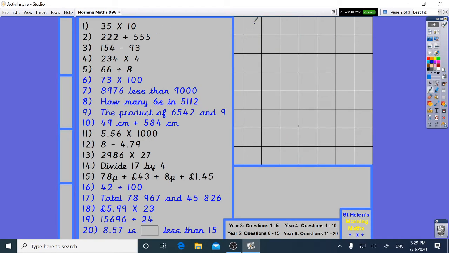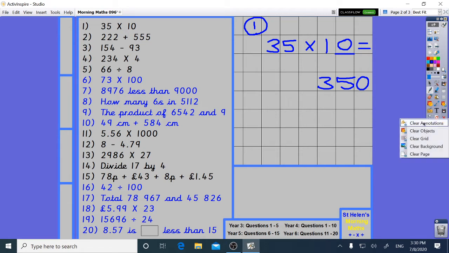Question 1, year 3, 35 times 10. It's a bit like 35 times 1, which is 35. 35 times 10 would be, well, 35 times 1 would be 35, but then there's a 0 here to place, 350. So 35 times 10 is 350.